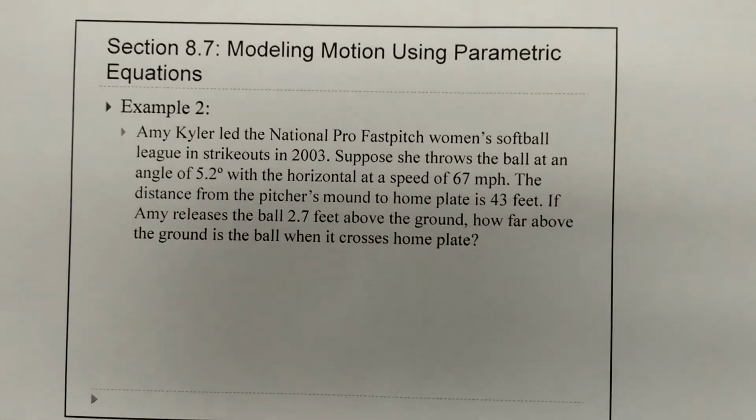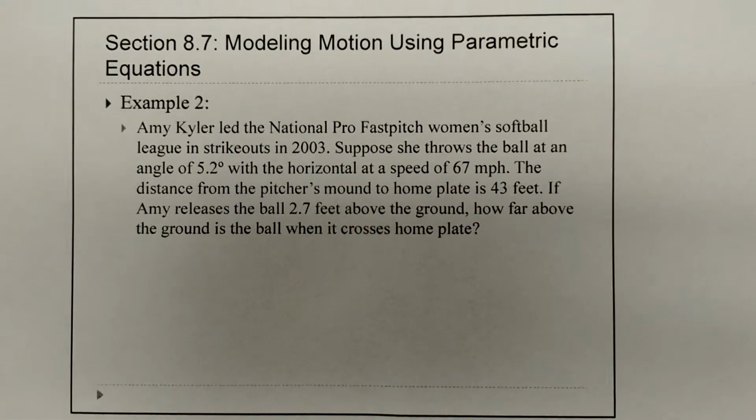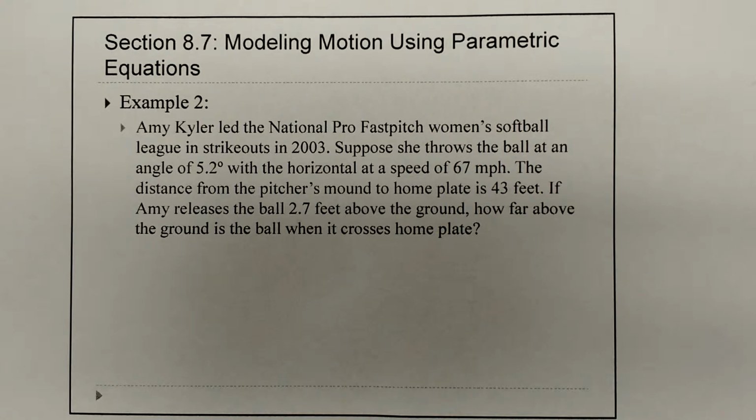All right, so for example 2, Amy Kyler led the National Pro Fast Pitch Women's Softball League in strikeouts in '03. Suppose she throws the ball at an angle of 5.2 degrees to the horizontal at a speed of 67 miles per hour. The distance from the pitcher's mound to home plate is 43 feet. If Amy releases the ball 2.7 feet above the ground, how far above the ground is the ball when it crosses home plate?